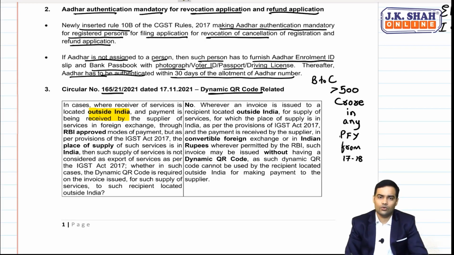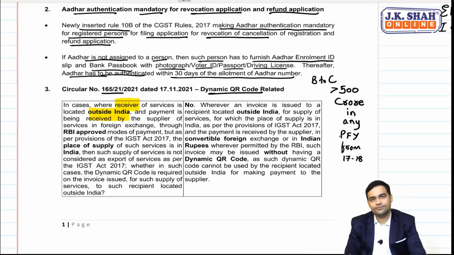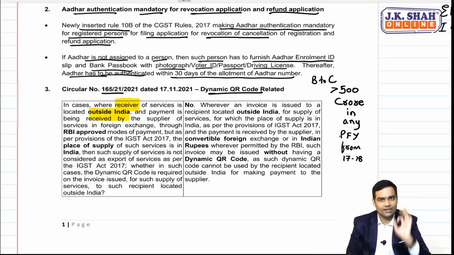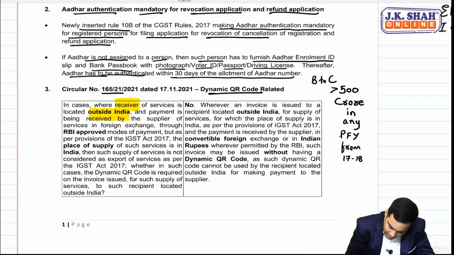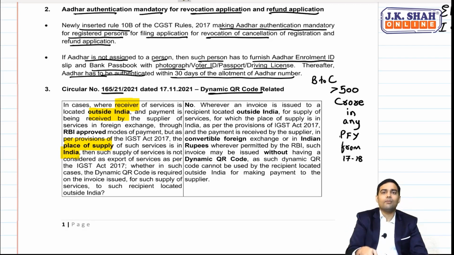I'll give you a background. Say suppose the receiver is outside India. Place of supply is in India. Sir, is it possible that the receiver is outside India and the place of supply is in India? Yes, it is possible. When is it possible, sir? Immovable property is in India, but the rent is being paid by a person outside India. Place of supply will be India.